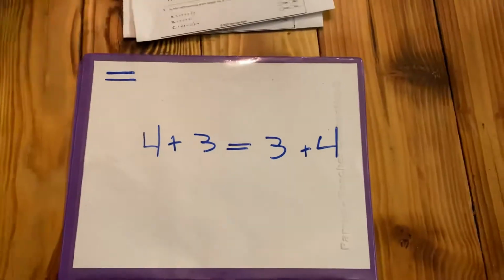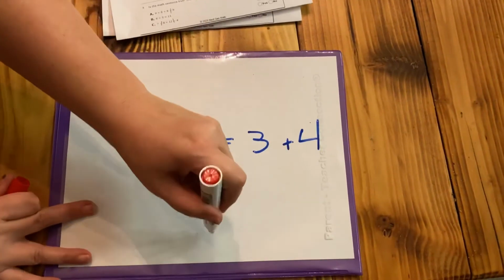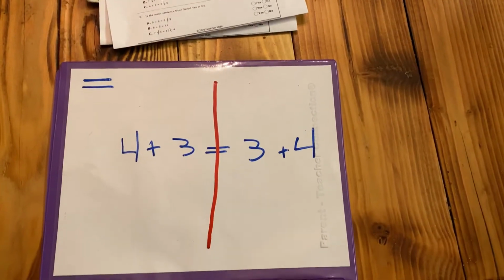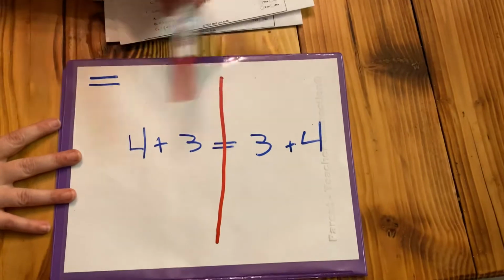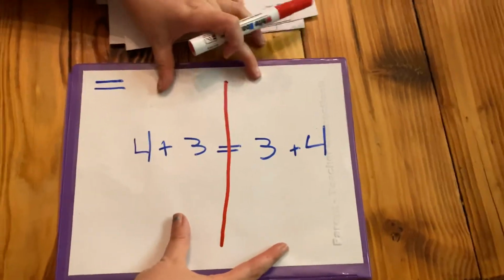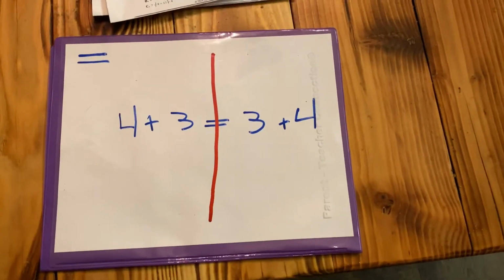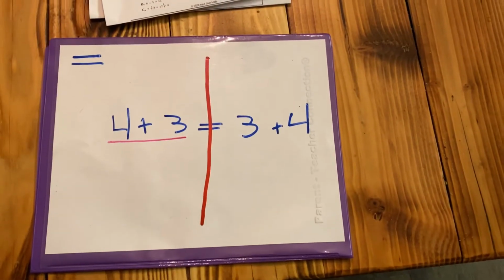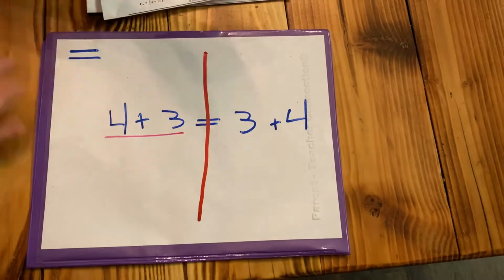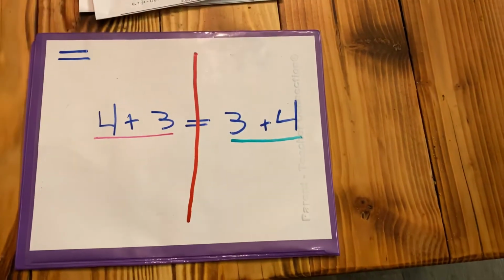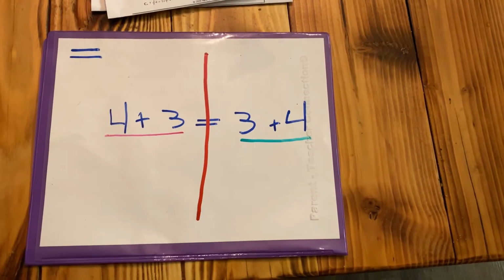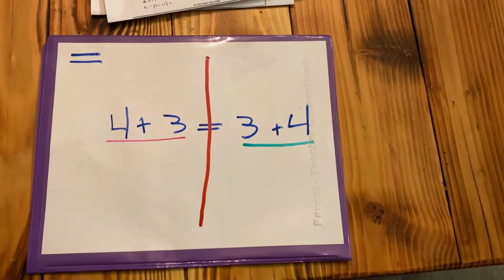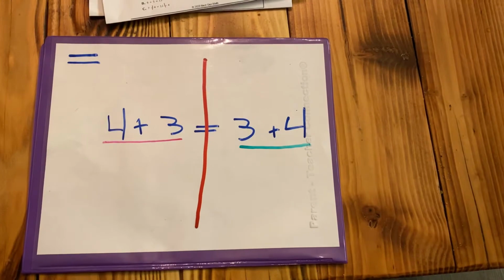So when we're doing this, our first job is we need to split the equal sign. We need to make sure that these are showing two separate equations. So if you look, you will see right here is one equation, 4 plus 3. And right here is another equation, 3 plus 4. So if you know how to count them or you know these answers in your head, great. If not, we are going to use the counting on method.